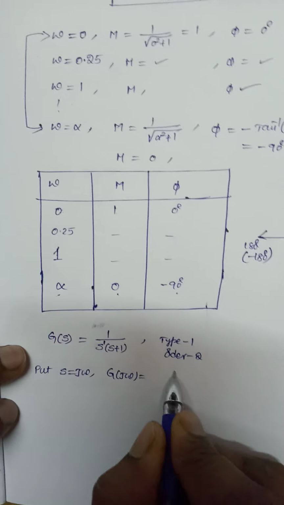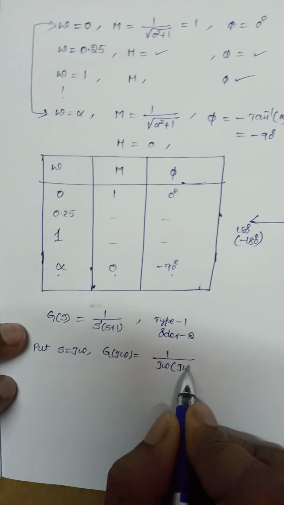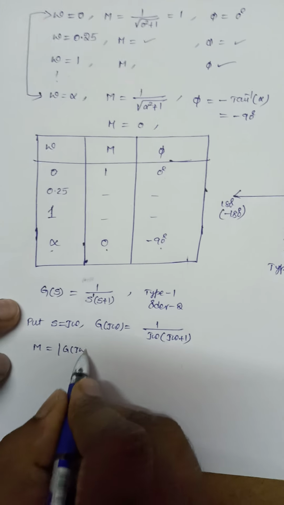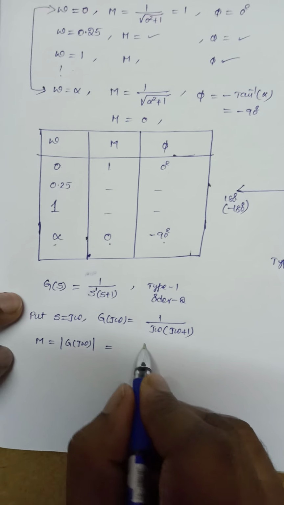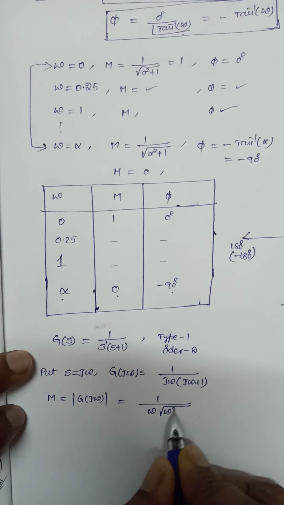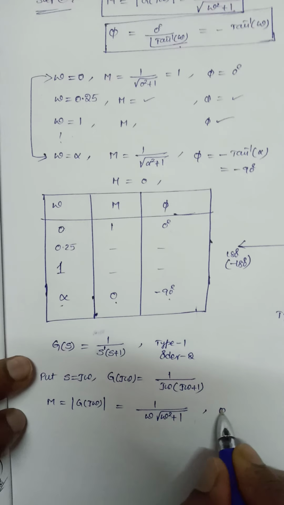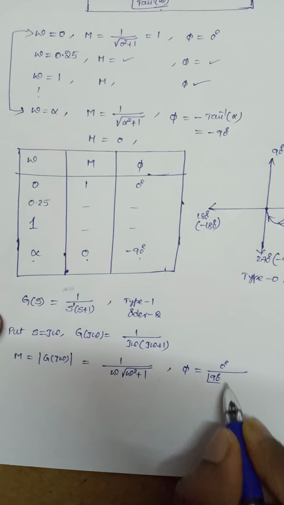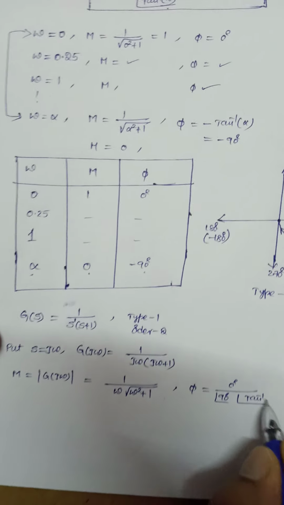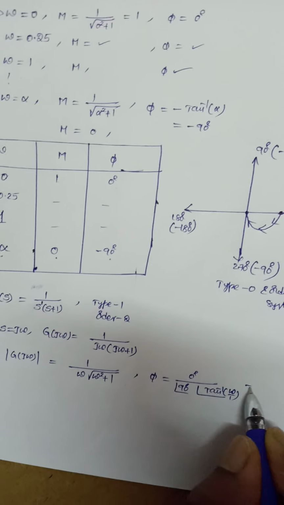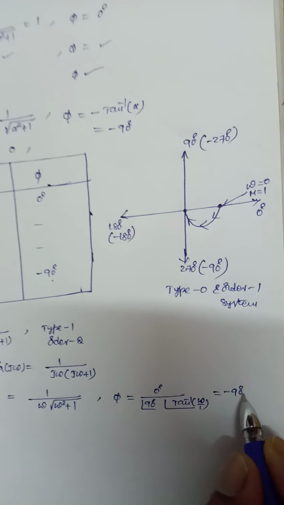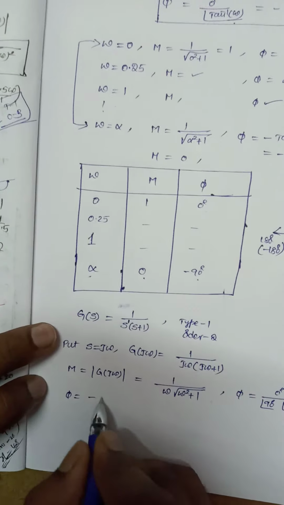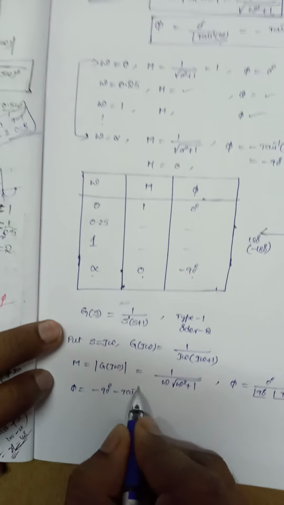Okay, so for this, put s is equal to j omega. G(j omega) is equal to 1 by j omega (j omega plus 1). So magnitude M is equal to modulus of G(j omega), that is equal to 1 divided by omega into square root of omega square plus 1. And phase angle phi is equal to 0 degrees divided by 90 degrees and tan inverse of omega divided by 1. So this can be written as minus 90 degrees, and if I bring this term, it will become minus tan inverse of omega. So this is the phase angle here: phi is equal to minus 90 degrees minus tan inverse of omega.